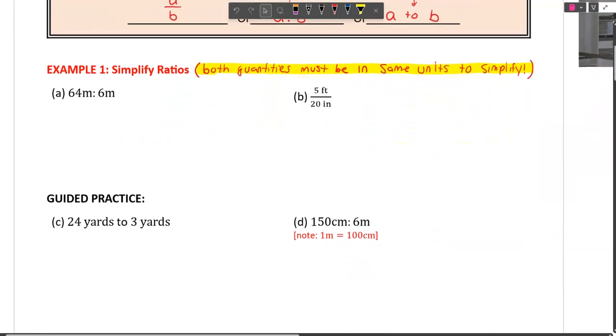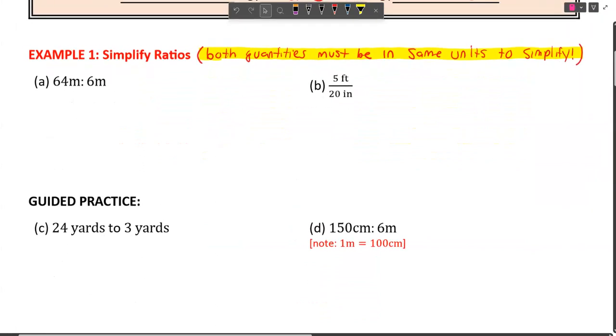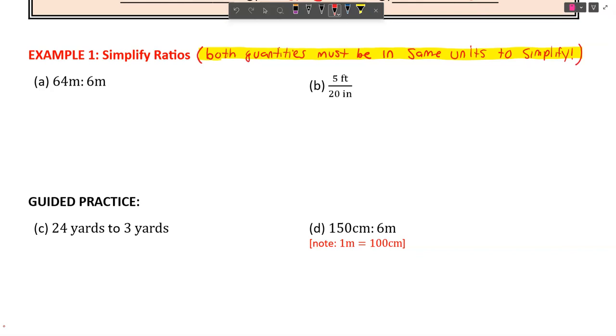So in our first example, we are going to talk about how to simplify ratios. Note at the top here, I wrote that in order to simplify a ratio, just like simplifying a fraction, the quantities must be in the same units. If we look at example A here, we use the colon format. I almost always will convert it to the fractional format, simply because it's easier and more intuitive for us in math to use. So I have the quantity 64 over 6.